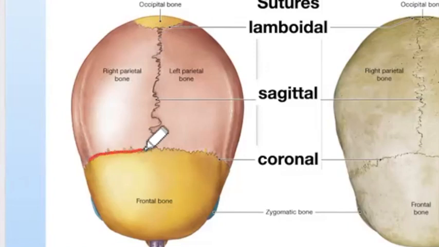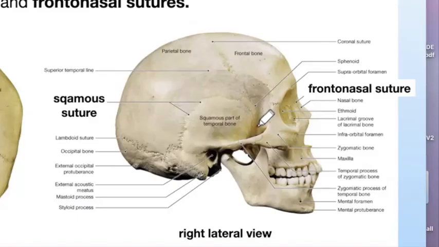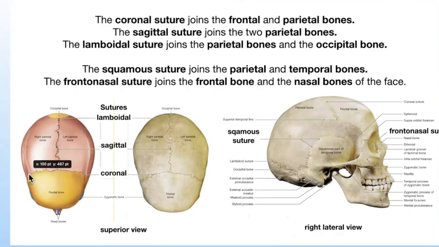So there is the coronal suture, the sagittal suture, and the lambdoidal suture. And that is our superior view. And then there is the squamous suture and the frontonasal suture. Like that. So now you know where they are.